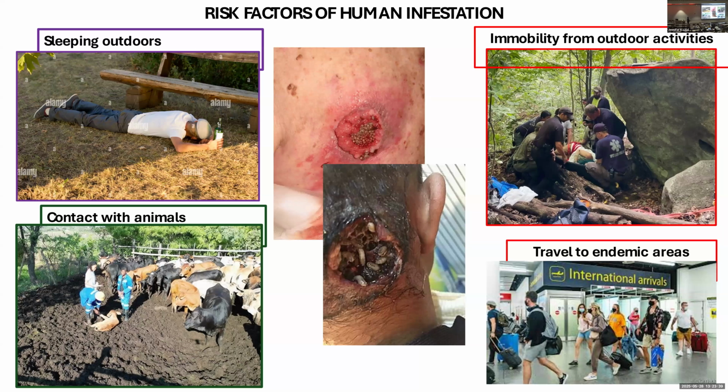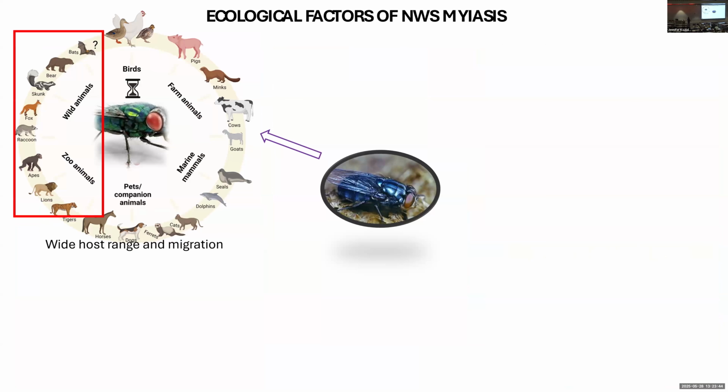So these are some of the factors that can predispose. Now the next thing is to talk about some of the ecological factors of myiasis. The first one, which I think is very important, is their wide host range. They don't care about which host. They can feed on any animal, any human that comes their way.